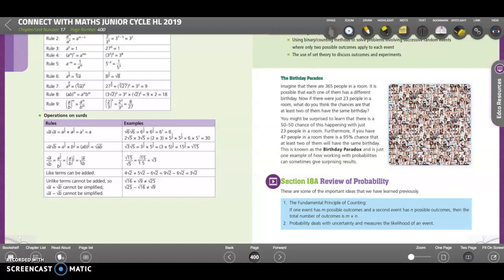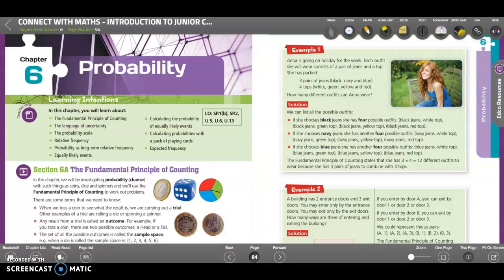Okay, so the first thing that they've got here is the idea of the fundamental principle of counting. And they express it here as a rule. If one event has m possible outcomes and the second event has n possible outcomes, then the total number of outcomes is m multiplied by n. That might seem a little bit confusing and it mightn't seem familiar, but if we look back at the example, this is what they're talking about here.